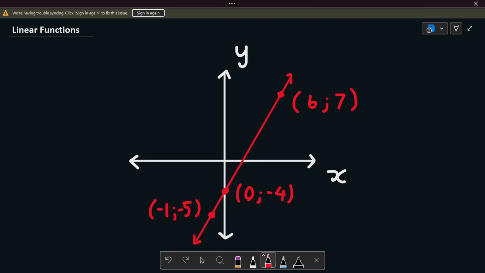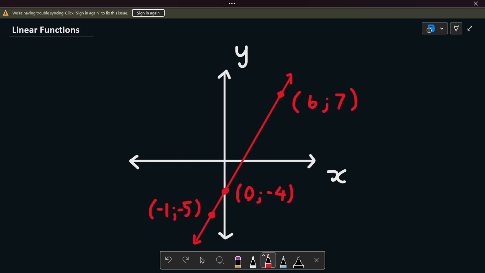So here is a video on how we determine an equation of the linear function. Now the steps go as follows. We need to follow a couple of steps actually in order to do that. And I'm going to write them down as we go.